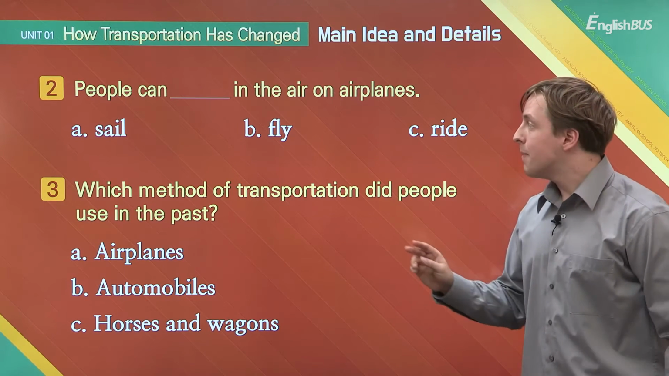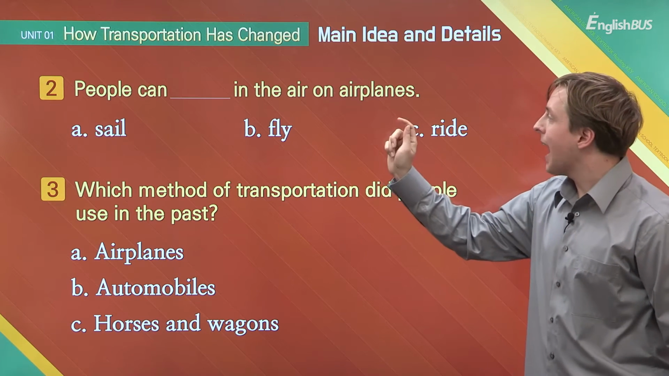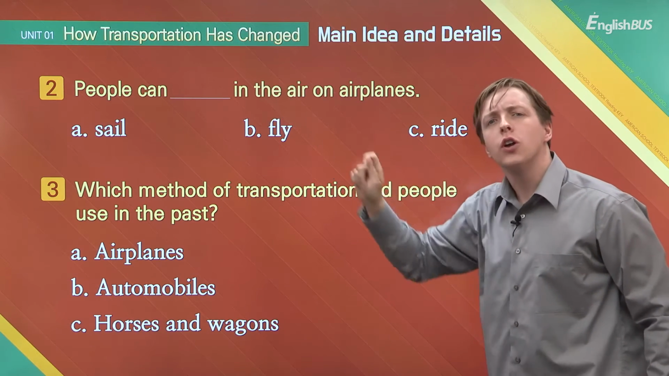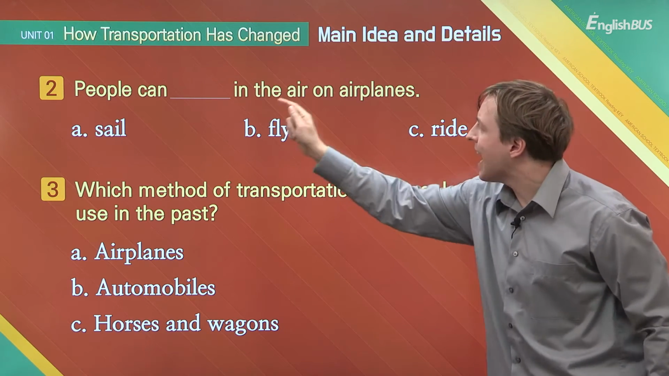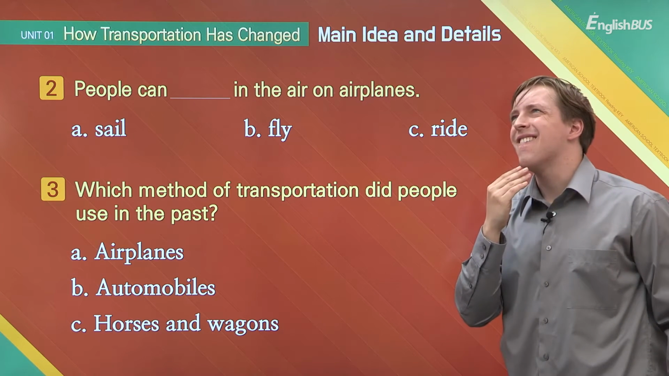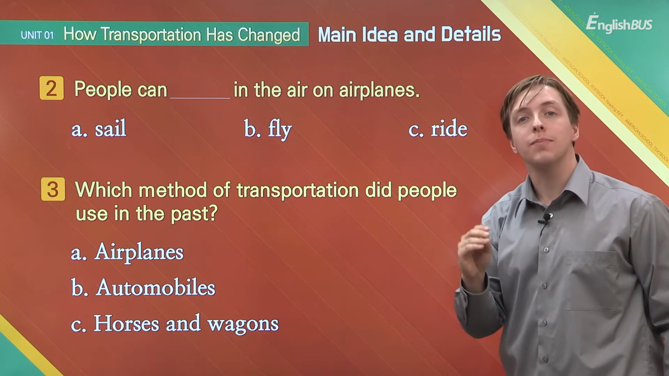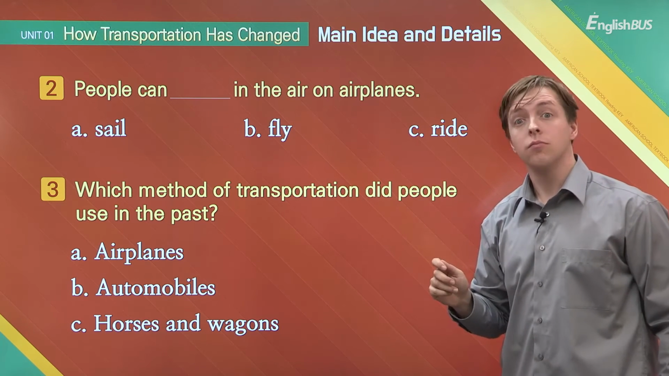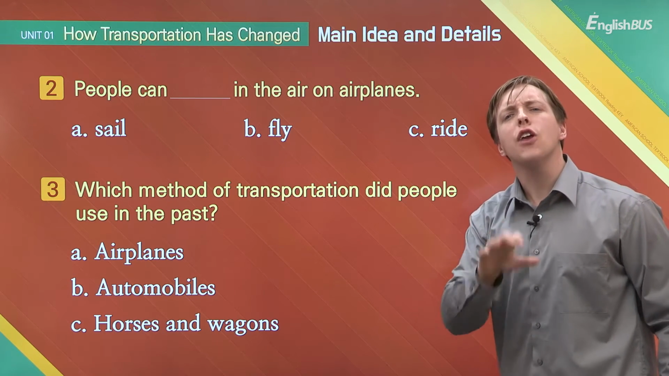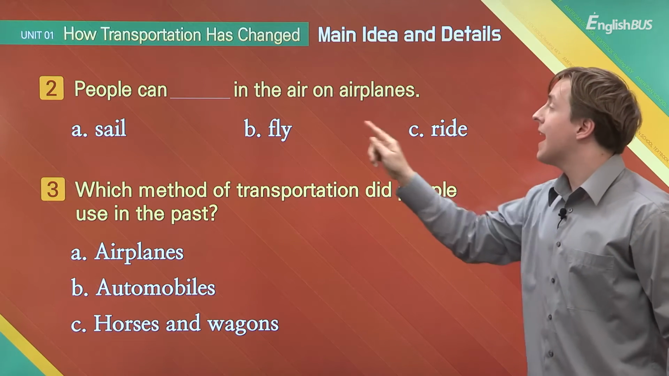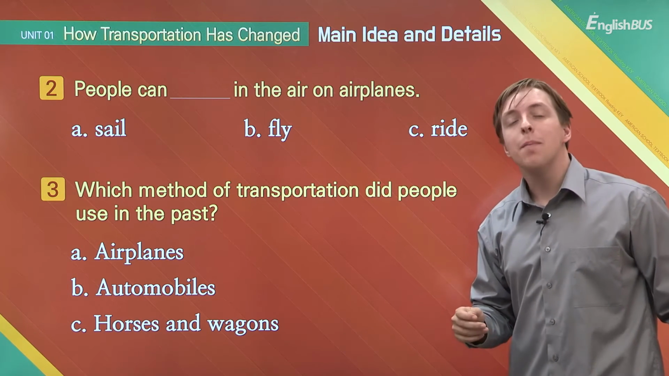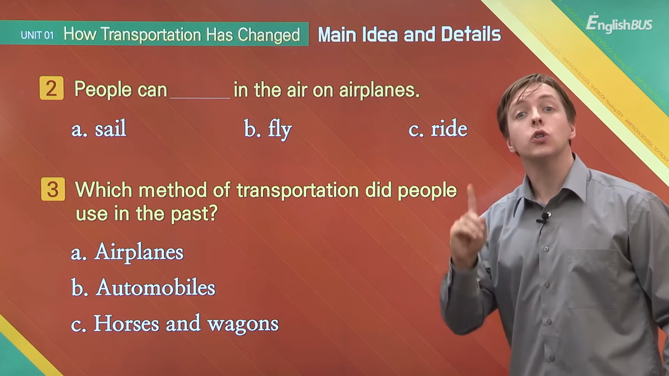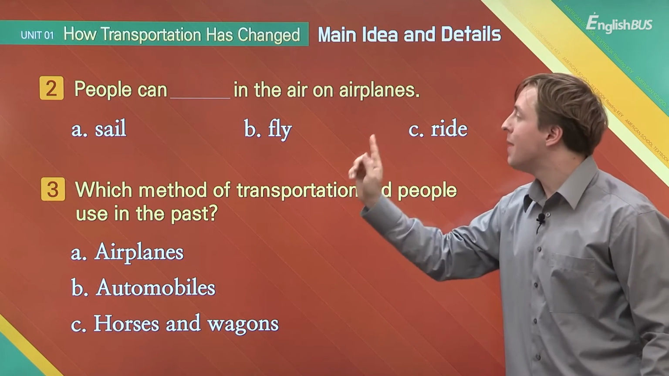Question 2. People can in the air on airplanes. Let's see, what verb should we use here? Sail in the air? No, we sail on ships. Fly in the air. That works, but let's be thorough. Ride in the air. No, people ride on trains and subways. So the best answer is B.